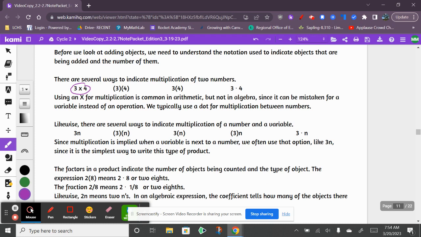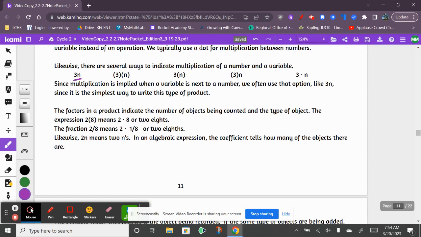Likewise, there are several ways to indicate multiplication of a number and a variable. With this one, you would not see the X at all, because that would be extremely confusing since we'd be looking at variables as well. So we could see it with no sign in between, which is invisible multiplication. We could see it with parentheses around both, parentheses around the second, or parentheses around the first, or with a dot just like the previous one. The most common way that you will see it is that first example.